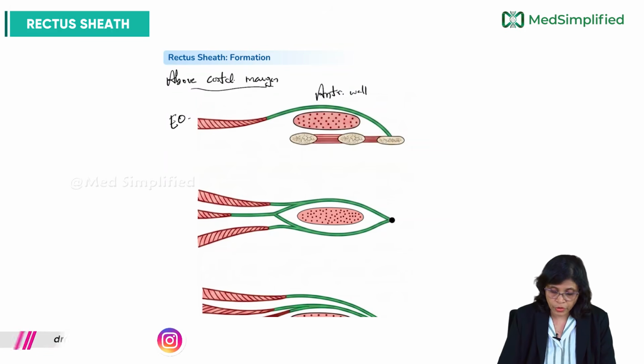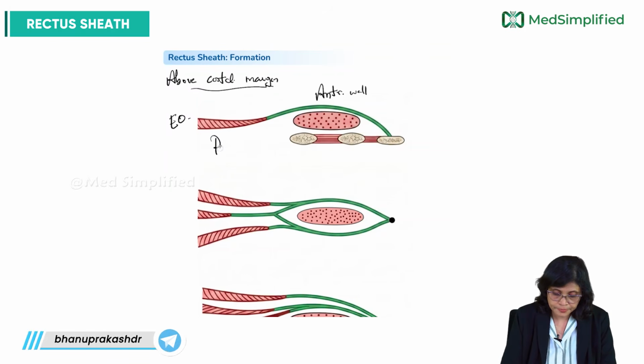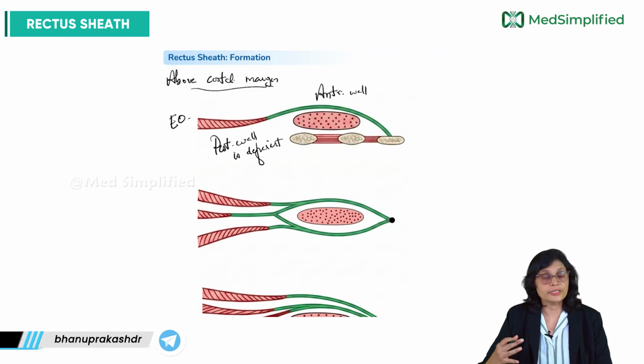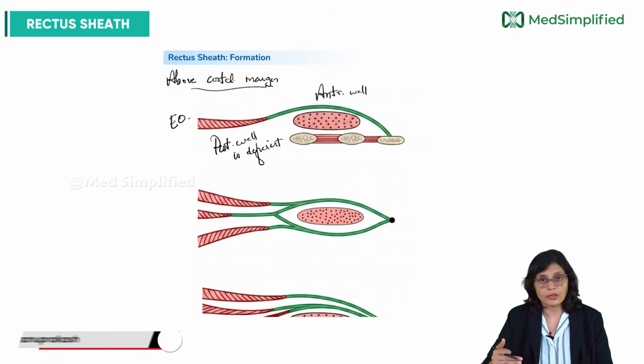Whereas the posterior wall, are we seeing it? We do not see the posterior wall. So posterior wall will be deficient. So posterior wall is deficient here, and the muscle, when we see here, it is directly in contact with the 5th, 6th and 7th costal cartilages. Okay, so because the posterior wall is deficient there.